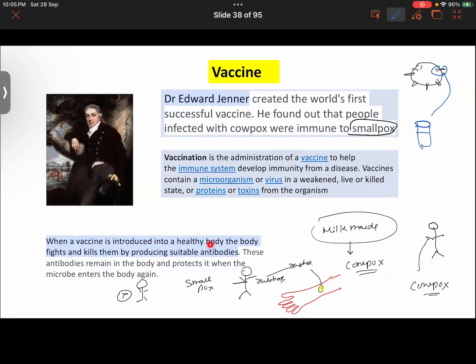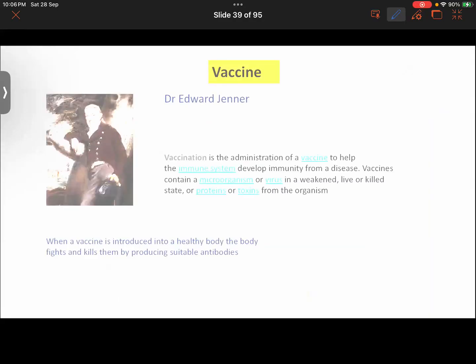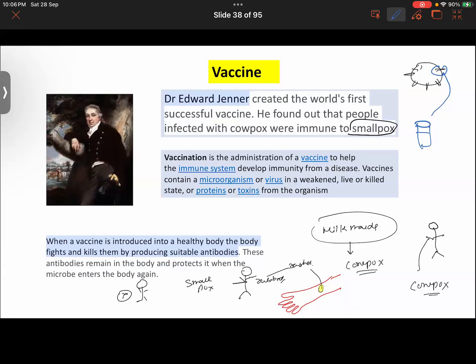So while they are injected into the body, while vaccination is done, the body will be preparing antibodies. Antibodies are going to remain in the blood. So when the next time the actual virus enters the body, the body will recognize it and will be able to fight it in a better manner. So in a way, it prepares our body's immune system to respond to the actual microbe. Now I hope this should be clear.